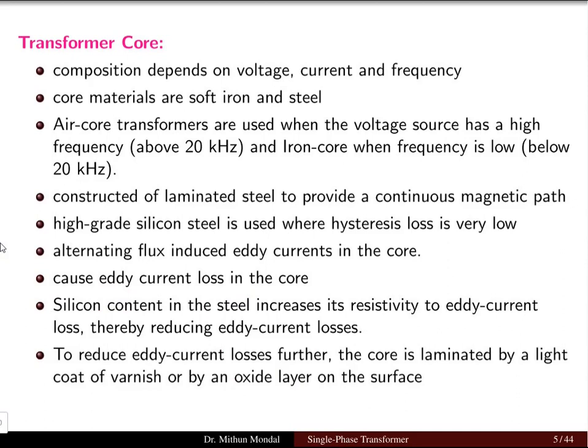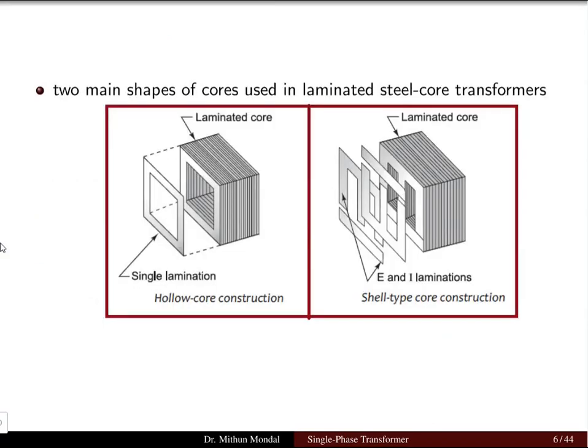Further, if we need to reduce the eddy current losses, the core has to be laminated by a light coat of varnish or by an oxide layer on the surface. So either we use an oxide layer or a coat of varnish. This will again produce lamination in the core material. Now here two main shapes of the core are shown, one with a hollow core construction and another with a shell type construction. We can see that the core is laminated with thin laminations. It is not solid.